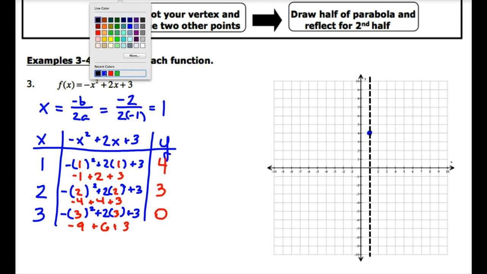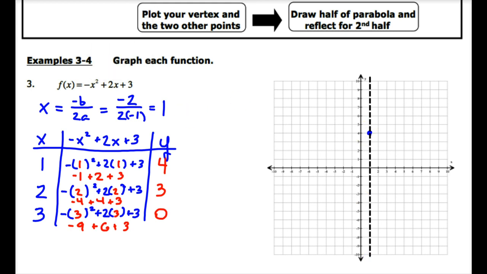Okay, and then I'm going to have points at (2, 3) and (3, 0). So I'll connect those dots, and this is going to be the right half of my parabola.